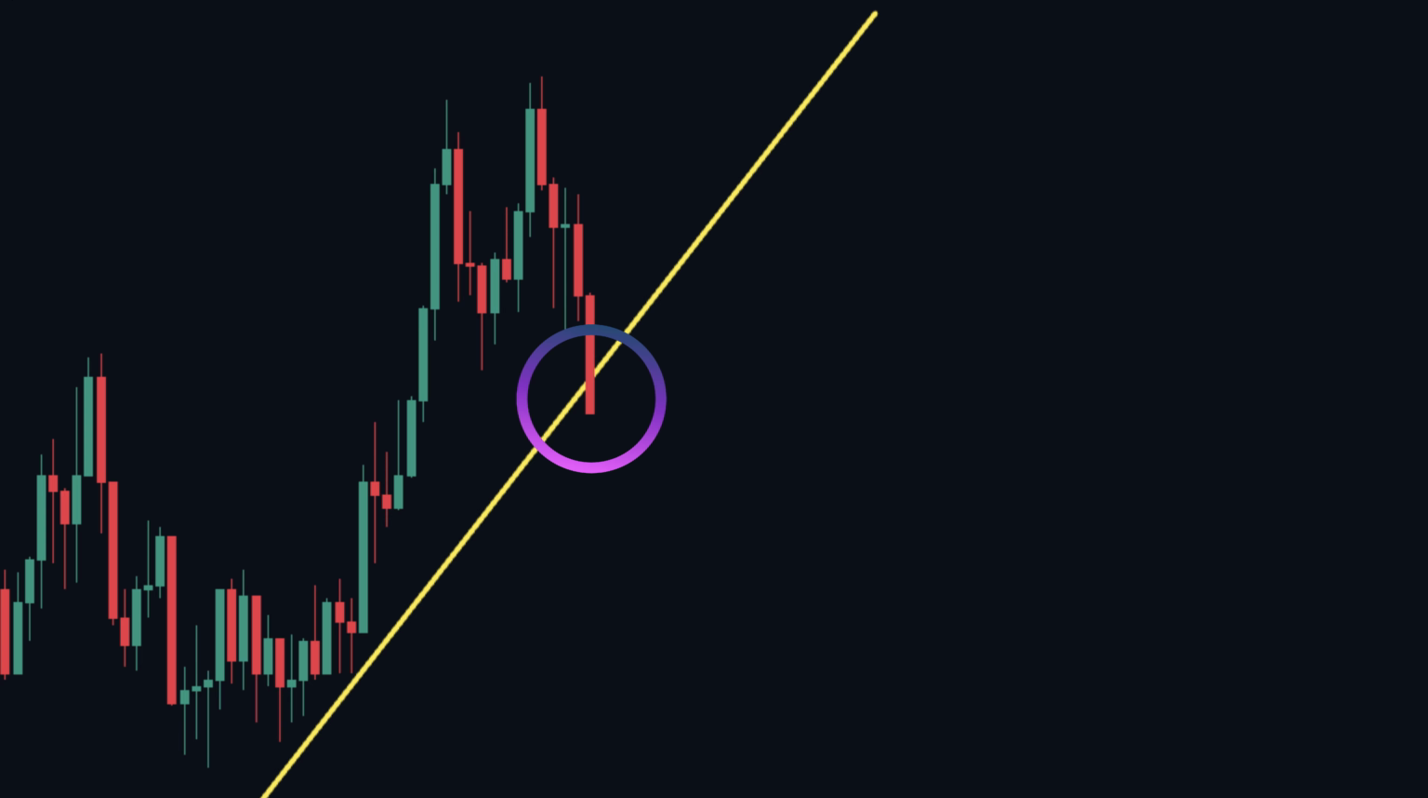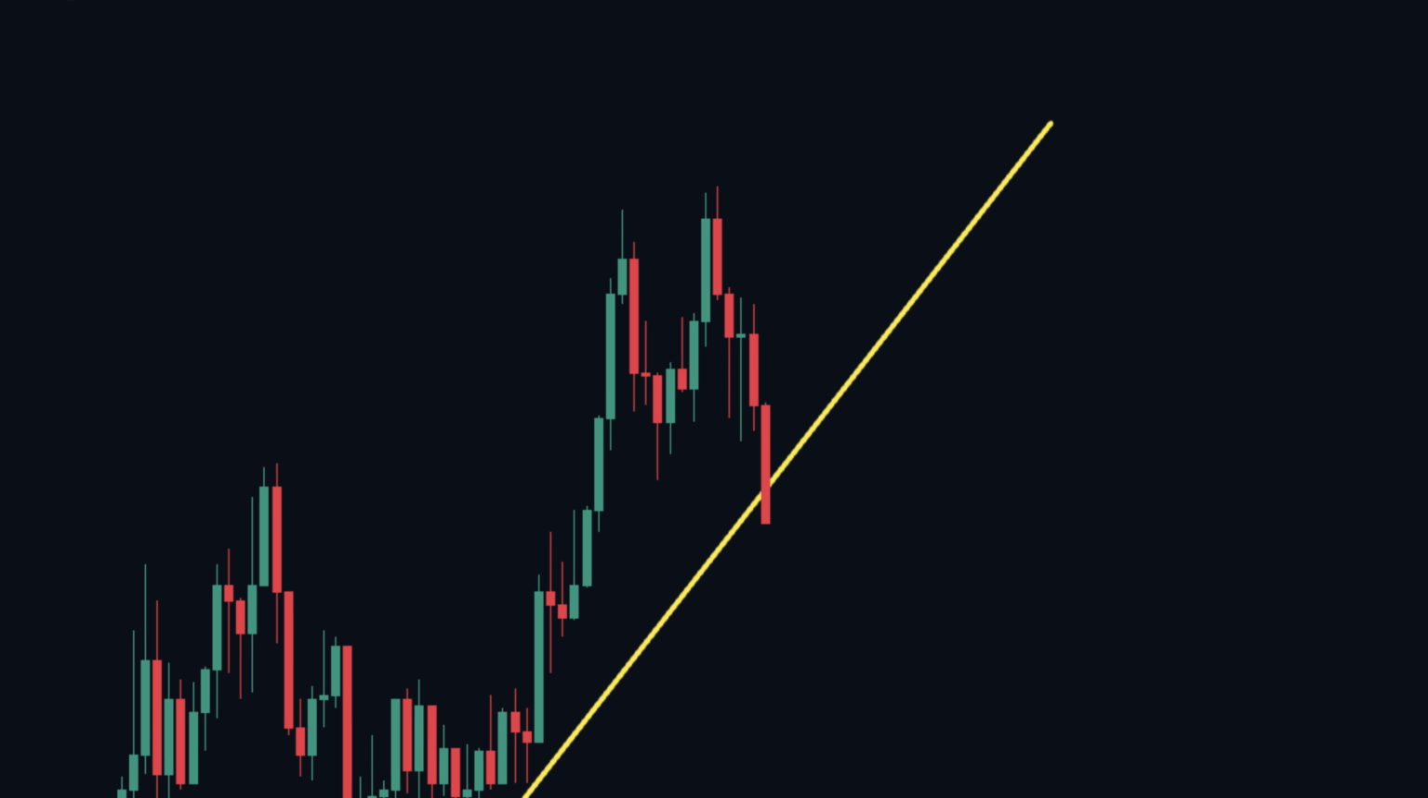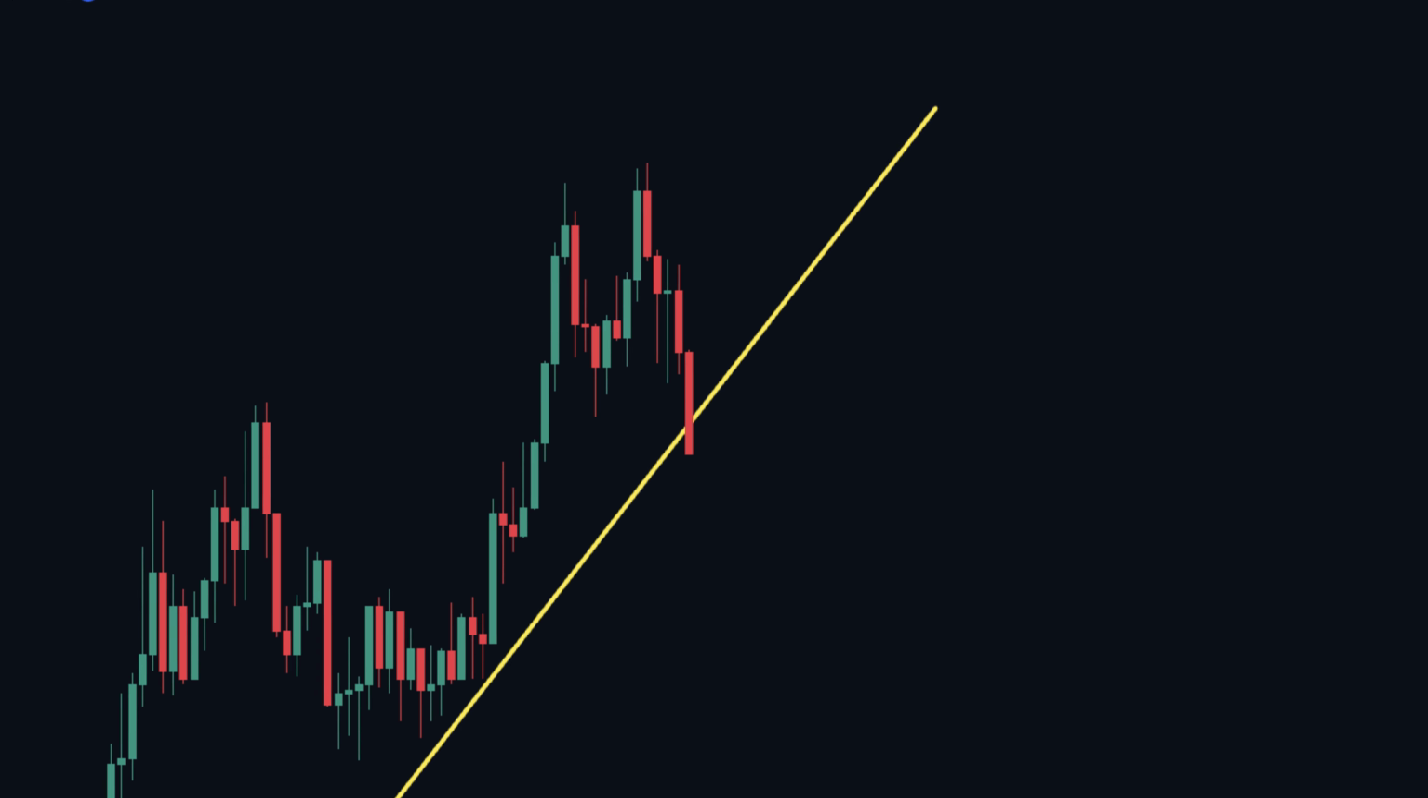Now, before we jump into a short, let's double check what else is happening. Look just above the break. There's a double top and a liquidity sweep. Price popped above a level, triggered stops, then dropped back down. This is a classic fake breakout trap designed to grab liquidity and reverse direction. So we've got a strong signal here.